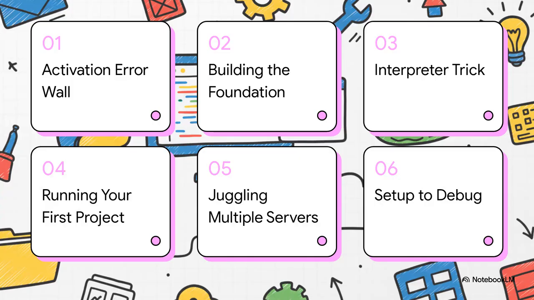All right, here's the game plan. First, we're going to smash through that infamous activation error wall. Then we'll build a really solid project foundation, and I'll show you the one VS Code trick that honestly changes everything. After that, we'll get our server up and running, learn how to manage multiple projects at once, and finally, get you set up with a pro-level debugging workflow.